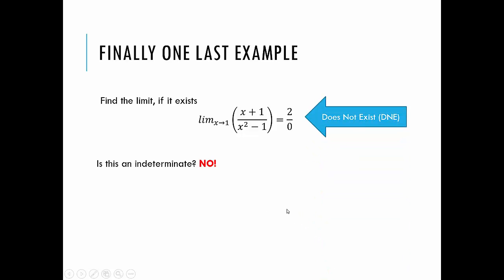Does not exist. So this is where we talked about how when the denominator is 0, it doesn't always mean that you're going to end up with an indeterminate form, because the numerator would have to be 0. So this means the limit does not exist.